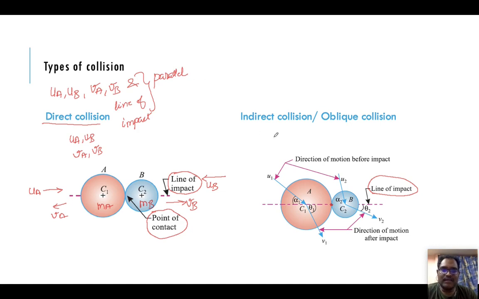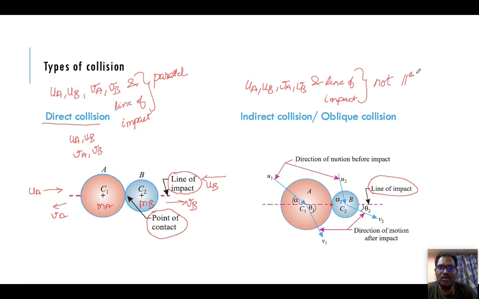Whereas in the case of an indirect collision, it's not parallel to each other, as simple as that. So UA, UB, VA, VB and your line of impact will not be parallel. So this is the difference between your direct collision and your indirect collision.